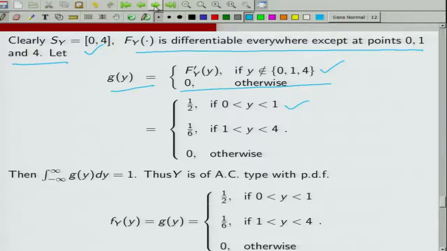So 1 by 2 if y is between 0 to 1, 1 by 6 if y is between 1 to 4, 0 otherwise. One can easily check that the integral from minus infinity to infinity of g(y) dy is 1. So if you integrate this function, this turns out to be 1. Thus y is of absolutely continuous type with a PDF given by this. The reason I am calling it a PDF is that even if I make it like this, it would also be a PDF, because in the absolutely continuous case the PDF can always be changed at any countable number of points.